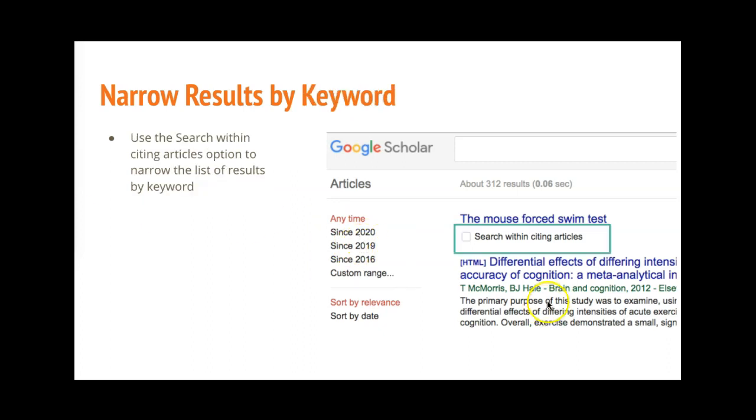Another option that I have is right above the search results. You can see that it says search within citing article. If I put a check mark there, then I can use this search box up here and put in additional keywords to narrow my focus down. So maybe I want to know about a specific species. I can put the name of that species in there. So that's how you search Google Scholar to find works that have cited a specific article.